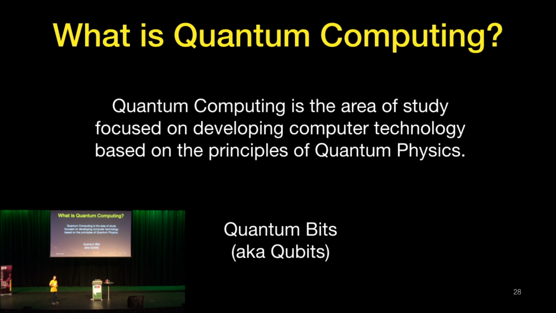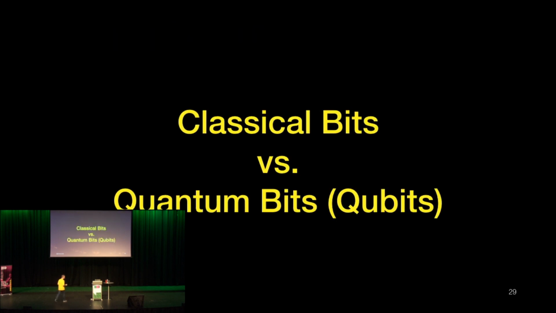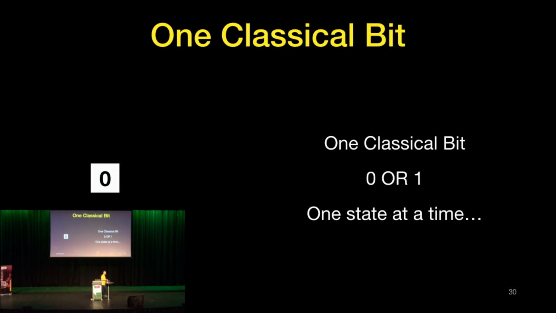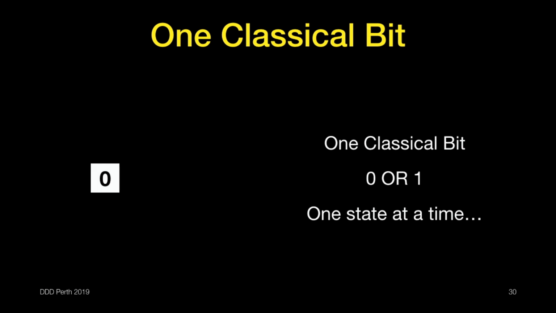And these are a core part of the quantum computing approach. So let's try and compare classical bits with quantum bits. Here we have one classical bit. And as you know, it can be a 0 or a 1. There are two states, and it can be in one of those states at a time. It's either 0 or it's 1.